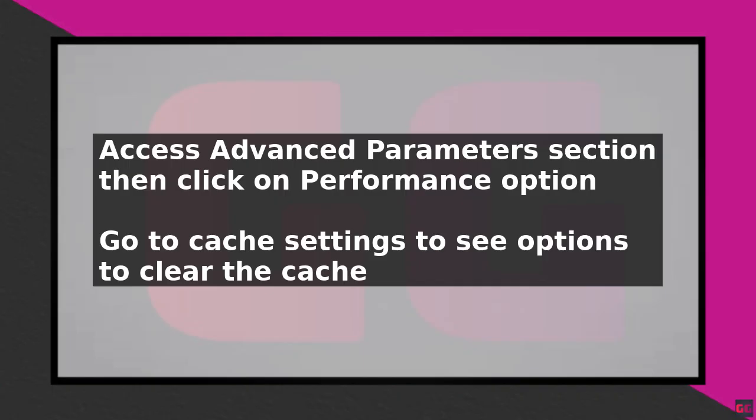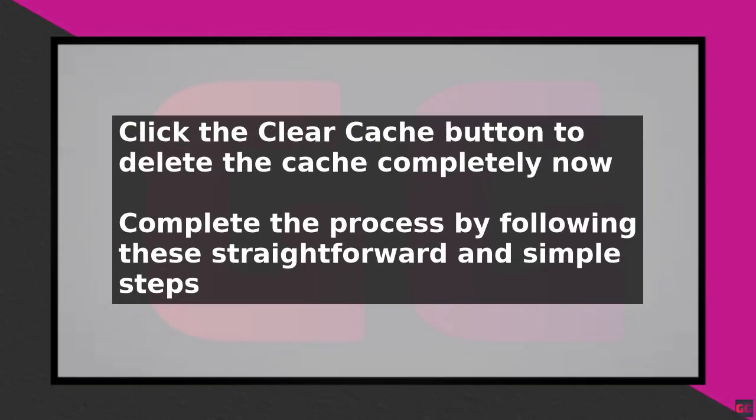To delete cache, go to the Advanced Parameters section, then click on Performance. From there, you can access the cache settings, where you'll see options to clear the cache. Simply click the Clear Cache button to delete the cache. This process is straightforward and can be completed by following these steps.